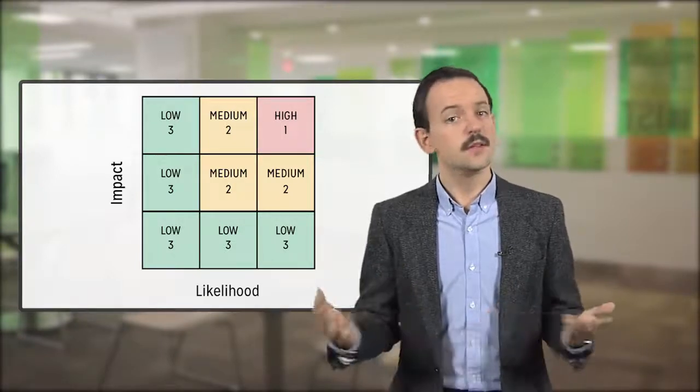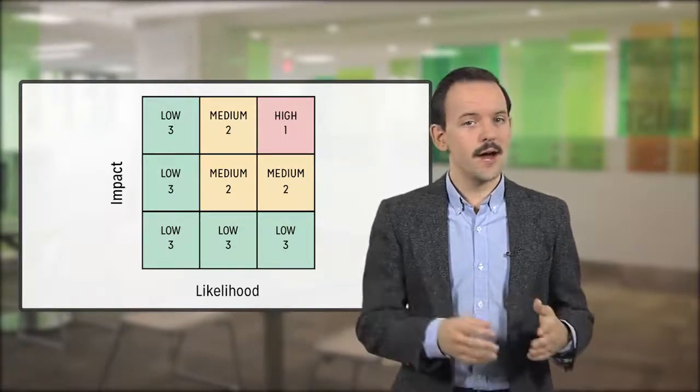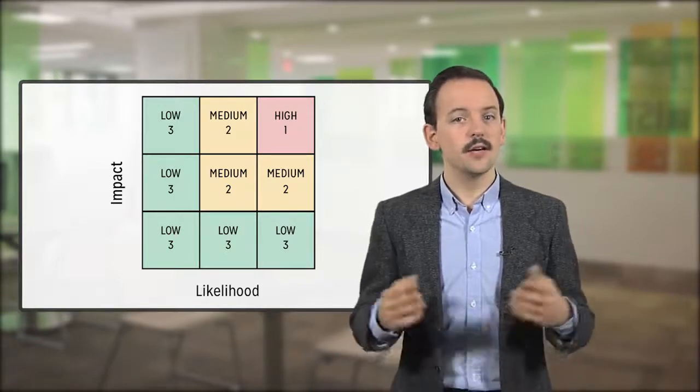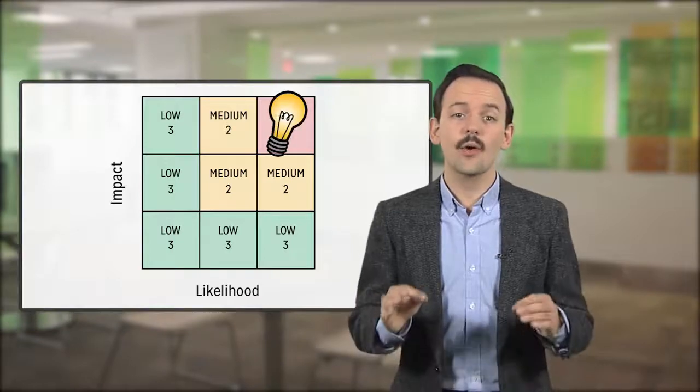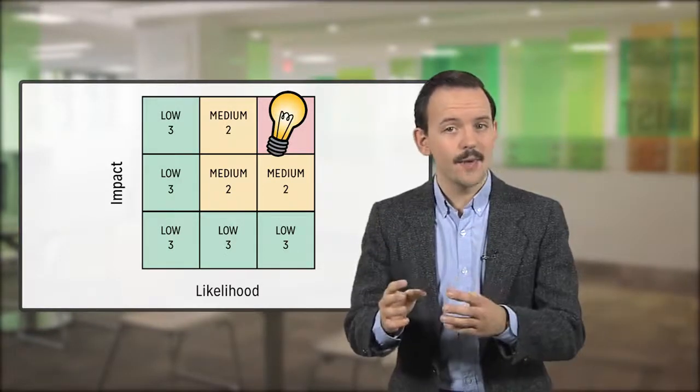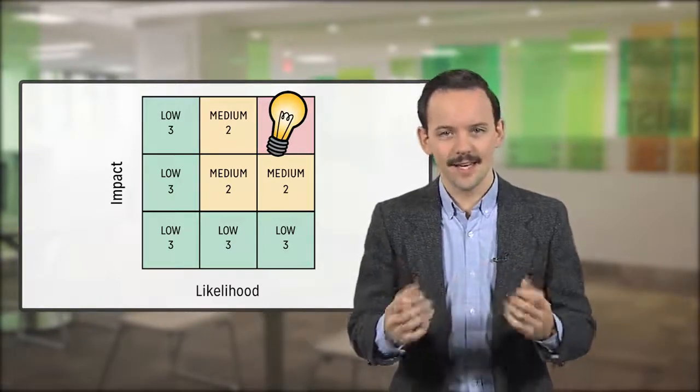So, you enter this into your impact versus likelihood matrix, and determine that the risk of your team not being able to implement the algorithm is a Category 1 risk. It's highly impactful to the project and highly likely to happen.